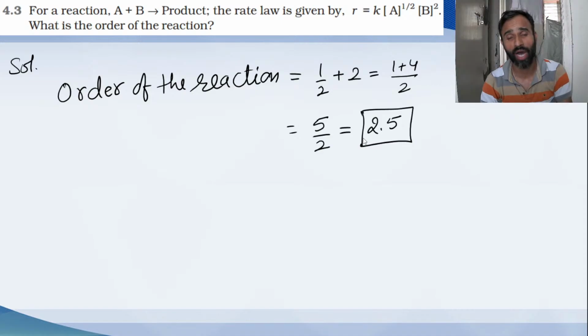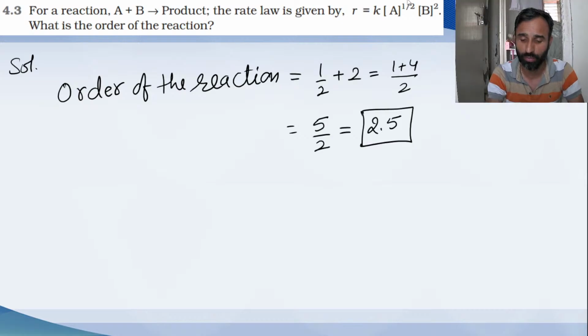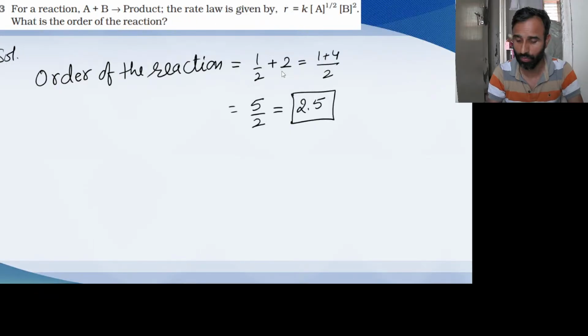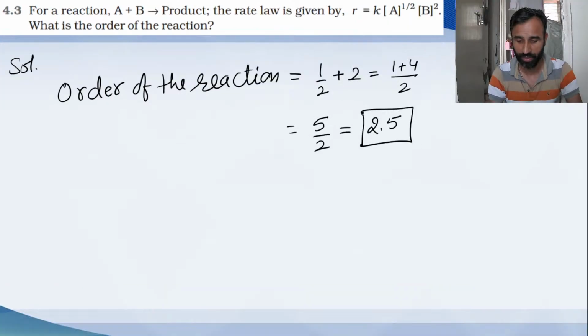It is half order with respect to A and second order with respect to B. And the overall order of reaction is the sum of these powers, the sum of the powers to which these concentration terms are raised. Okay.